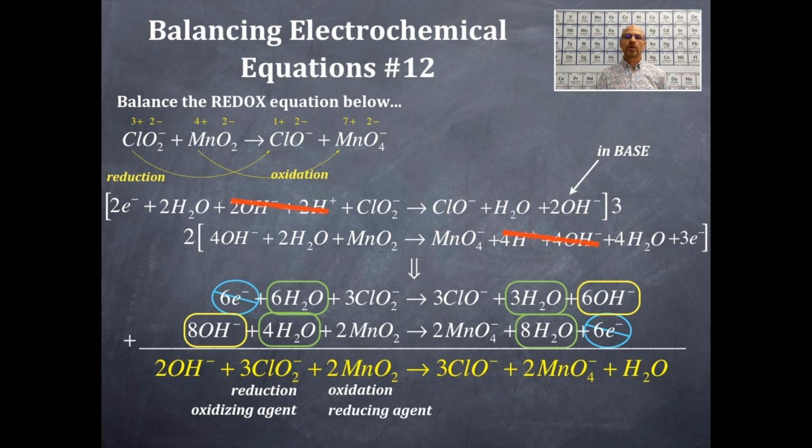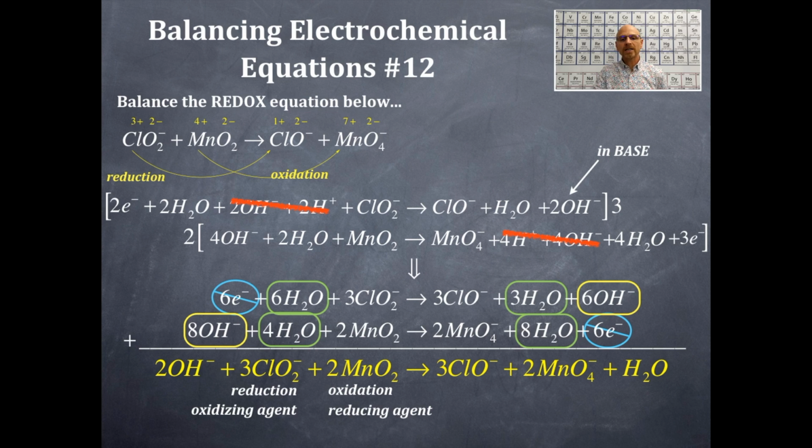Okay, the chlorite ion, in fact the chlorine is undergoing reduction, it's the oxidizing agent, and the MnO2, the manganese dioxide, is undergoing oxidation and it's the reducing agent. Okay, that is number 12 of balancing redox equations.